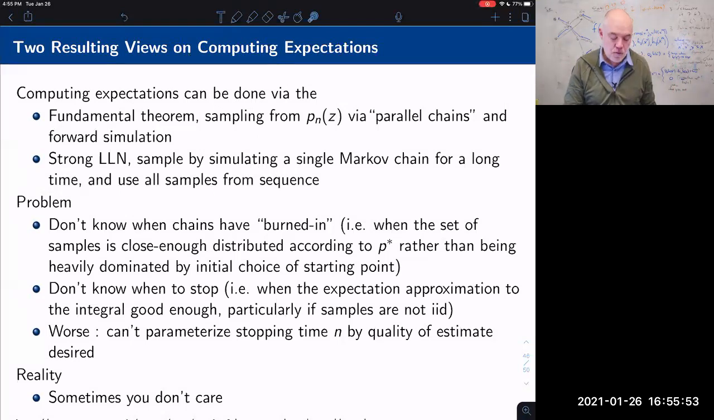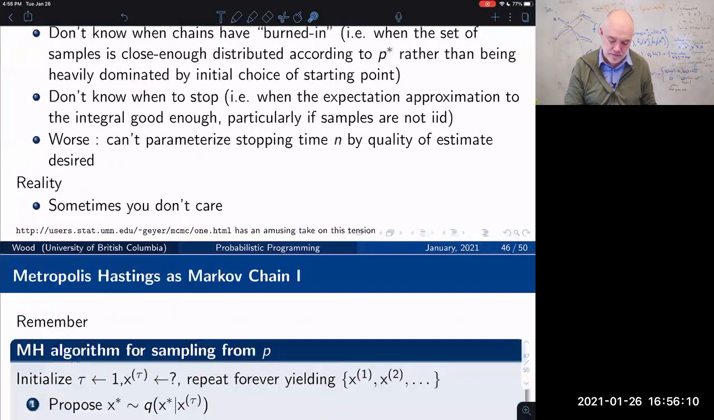And worse, this is the thing that makes everybody uncomfortable about Markov chain Monte Carlo, but we're trying to solve a hard problem here, right? We can't parameterize the stopping time. There's no way to say when you should stop sampling in order to get a desired quality of estimate. The fortunate thing is sometimes you don't care.